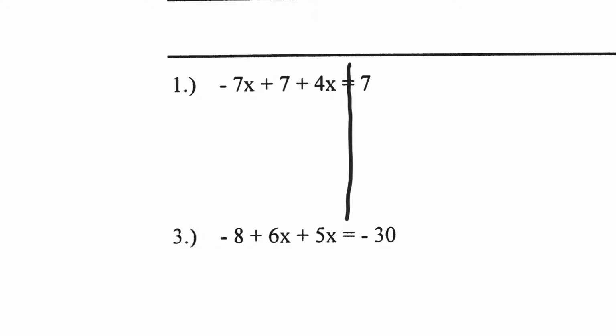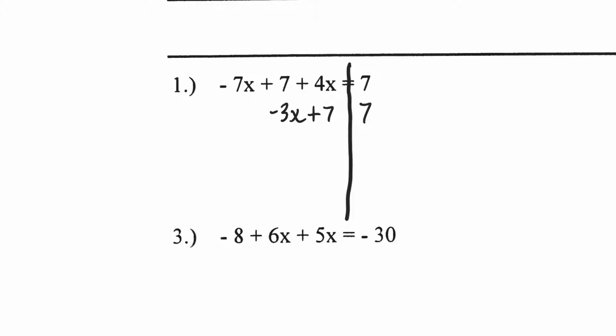All right. So on the left-hand side, is there anything I can put together there? The negative 7x and the 4x. So if I put negative 7x and 4x together, what's that going to give me? So I'm going to have a negative 3x, still with the plus 7, nothing changed that, and still a 7 on the right, nothing changed that.